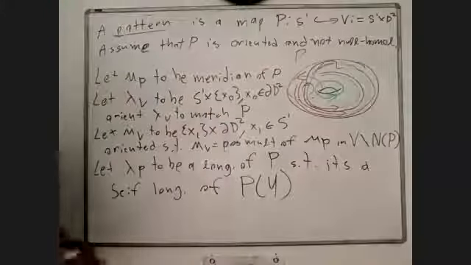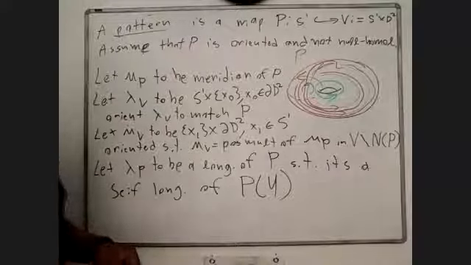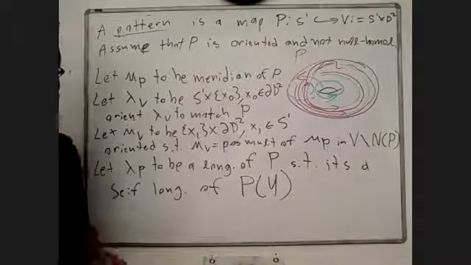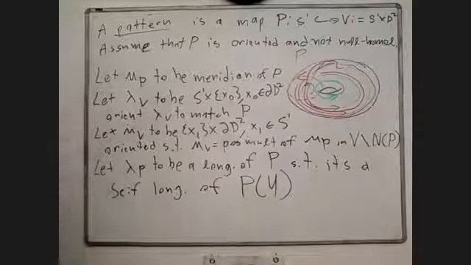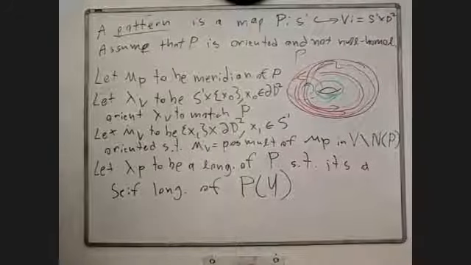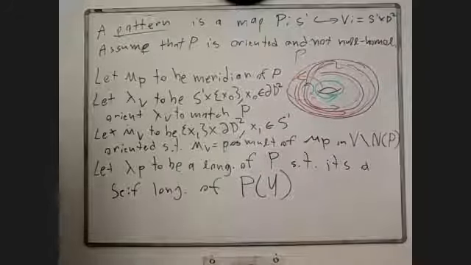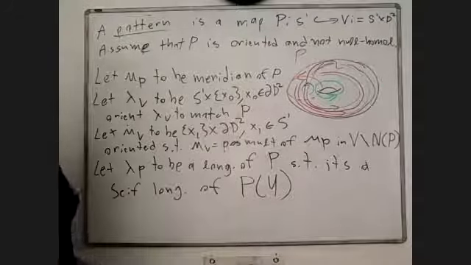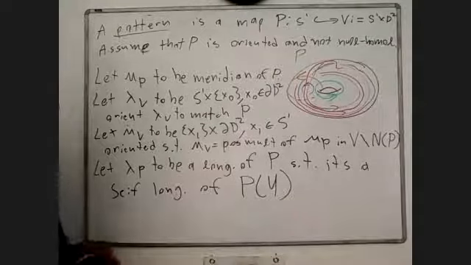The linking number should be 0 with the pattern. So this is our setup. So now that we know what a pattern is, we're going to find the dual of a pattern.